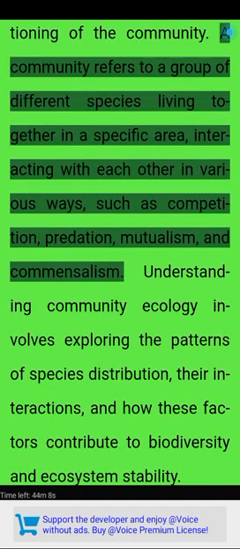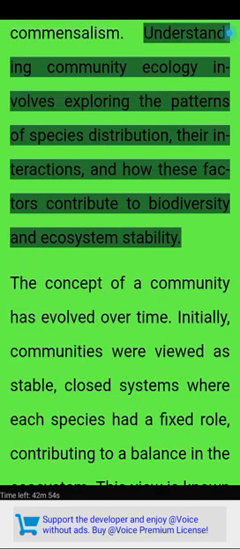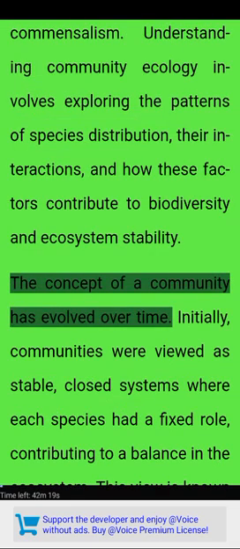A community refers to a group of different species living together in a specific area, interacting with each other in various ways, such as competition, predation, mutualism, and commensalism. Understanding community ecology involves exploring the patterns of species distribution, their interactions, and how these factors contribute to biodiversity and ecosystem stability. The concept of a community has evolved over time.